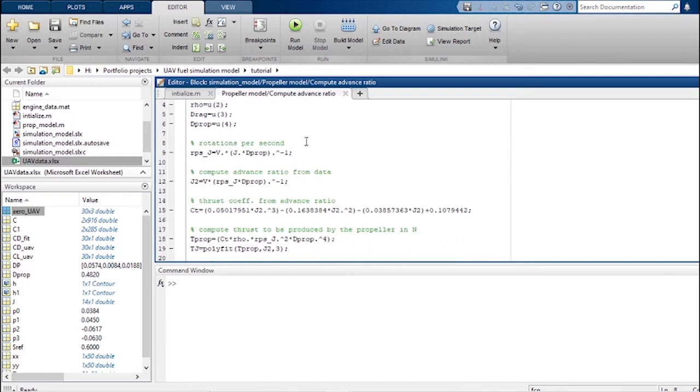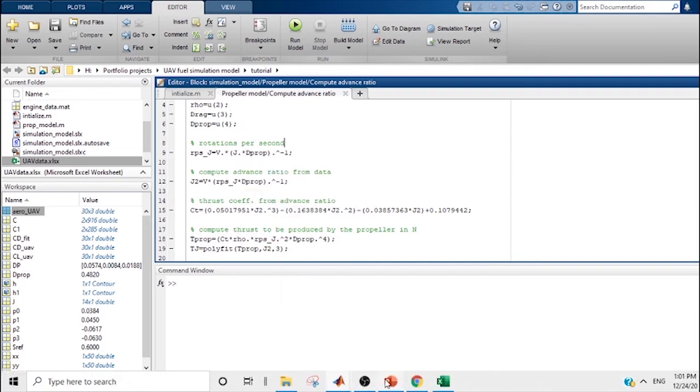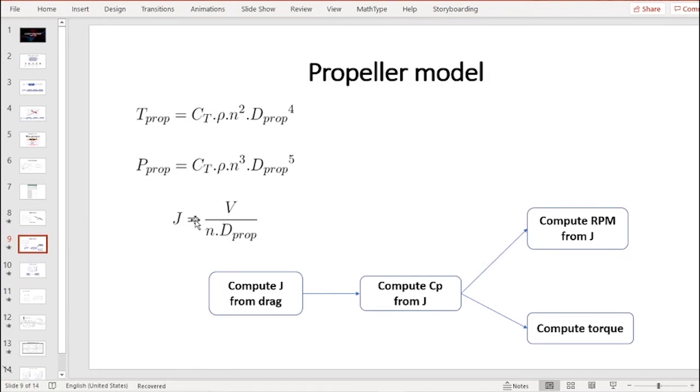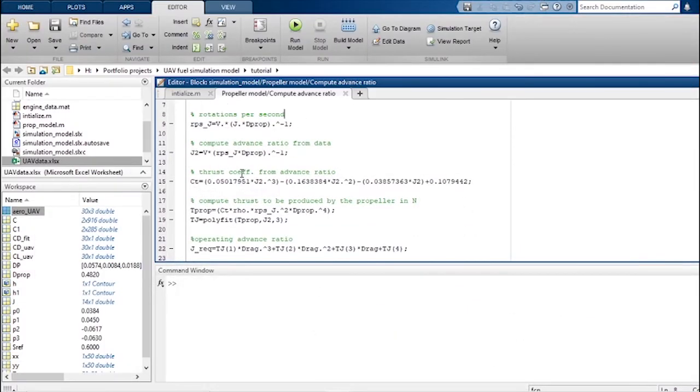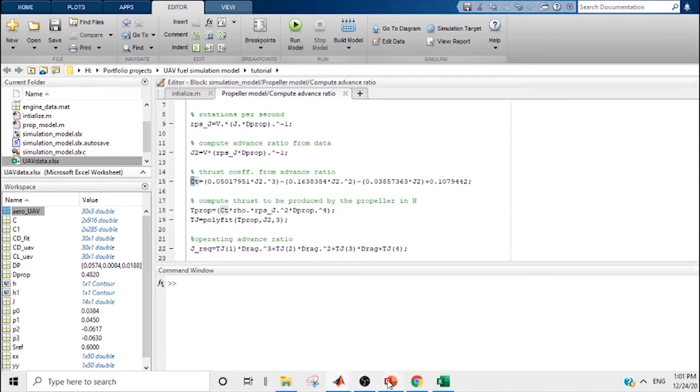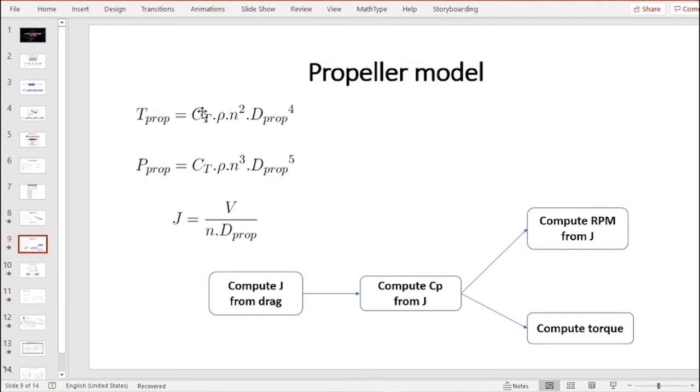The first thing that I compute is the rotations per second. To do that, I can reorder this equation and compute the value of n. Once I have a value of n, I can then compute the thrust coefficient that's required by developing this polynomial equation. Once I have the thrust coefficient, I can then generate the values of the thrust that the propeller produces by solving for the equation here, which is the first equation.